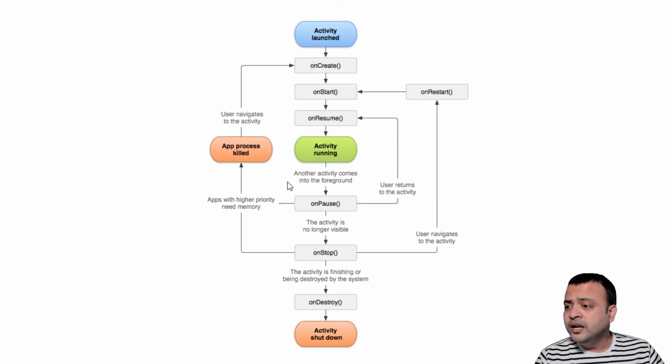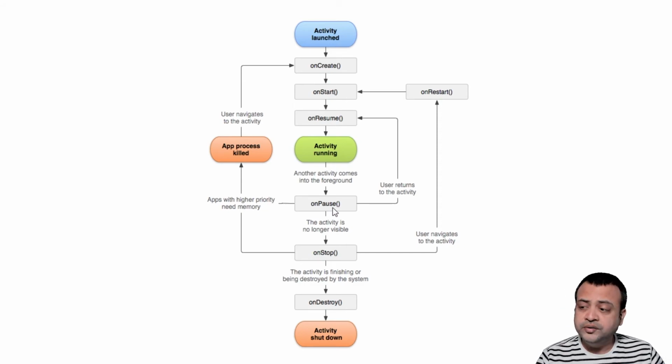As you can see, if another activity comes into the foreground, the current activity becomes paused and therefore the onPause lifecycle method is called. While our activity is in the paused state, if other applications need memory, the app process can be killed by the Android runtime. And if the user decides to return to the activity, then the onResume method is called.